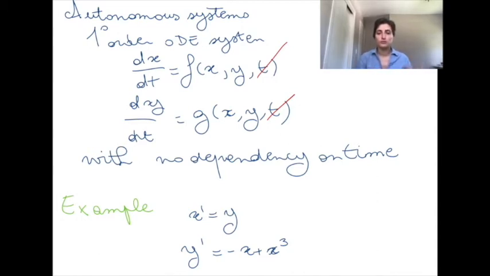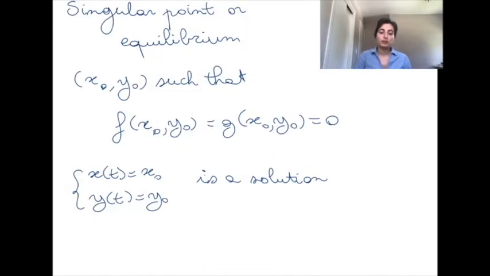For example, the ones we have seen previously, so x prime equal to y and y prime equal to minus x plus x to the third, or the variations that we have seen previously, are all autonomous systems. Autonomous systems are a bit easier than non-autonomous systems. Non-autonomous meaning that the right-hand side does depend on time. One of the easier things to do in autonomous systems is looking at singular points.